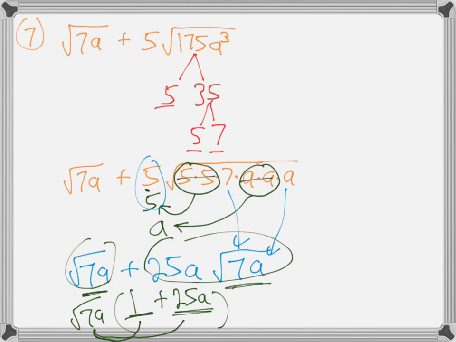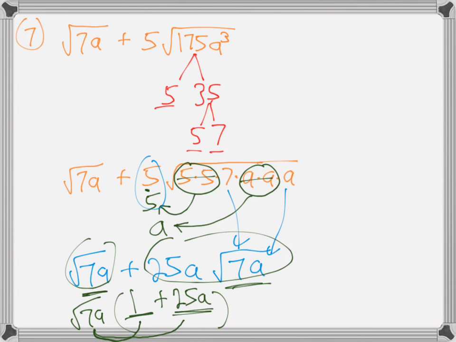Does that make sense what I did there? I just undistributed. That's what factoring is. It's backwards multiplying. I just said, how could I write it so that if you distributed the root 7a to both of them, it would go back? Root 7a times 1 would go back to root 7a, and root 7a times 25a would go back also. And we're done right there.